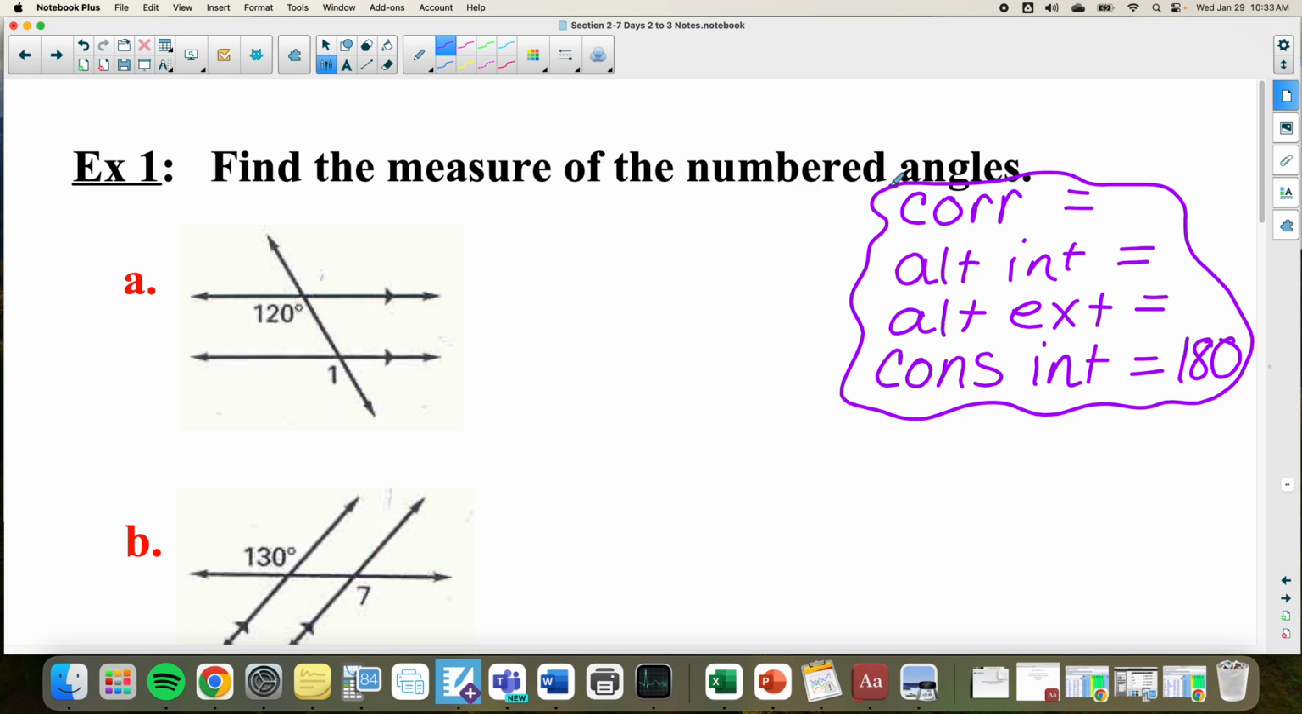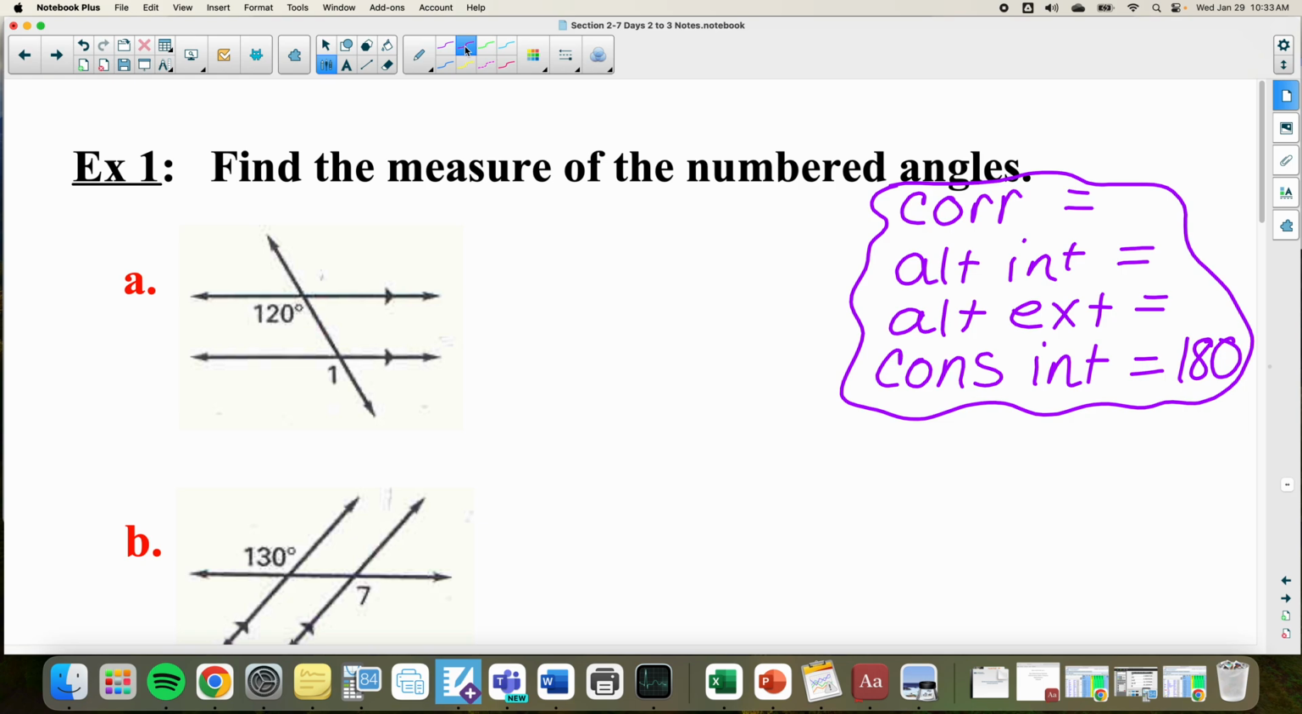Okay, so what we go over here should not be very hard. What you're gonna do is look at the 120 and angle 1. They want us to find the measure of the numbered angles. So like angle 1, angle 7. Instead of putting an X, they put a number there. So what would angle 1 be if that's 120?